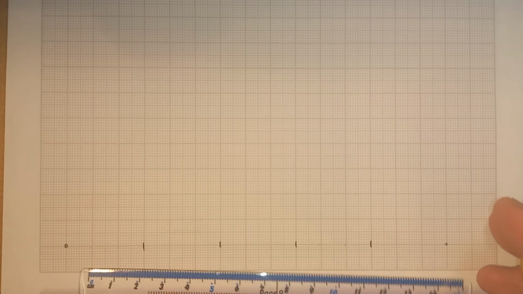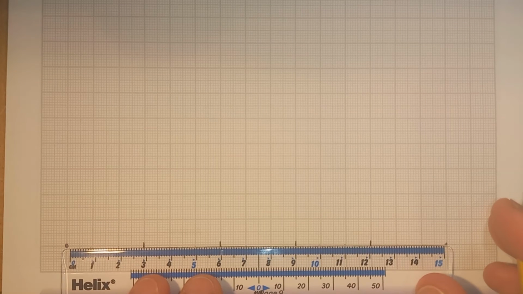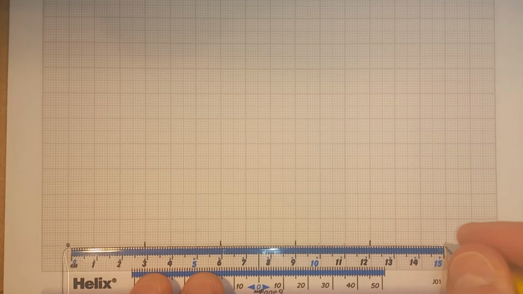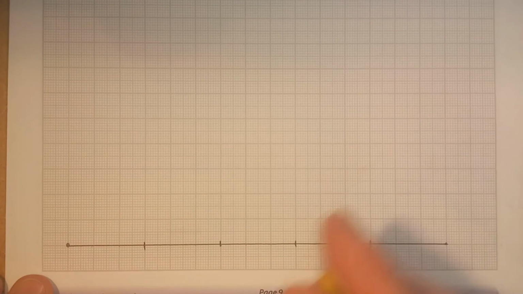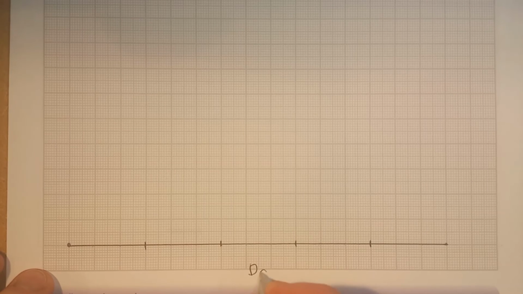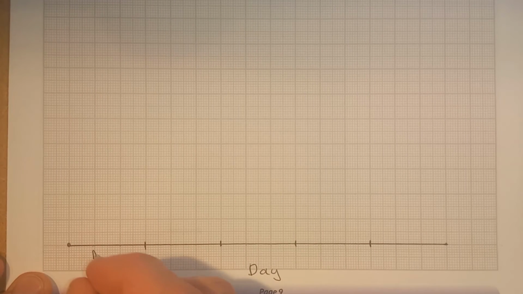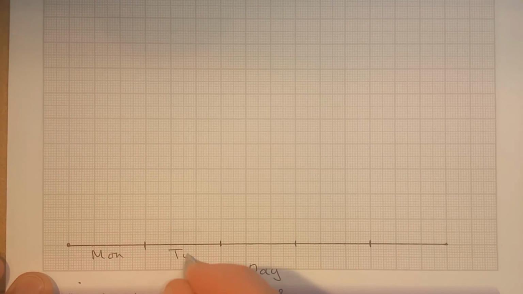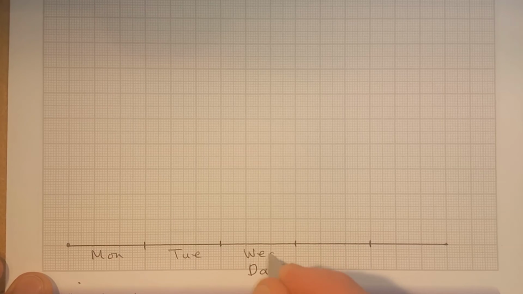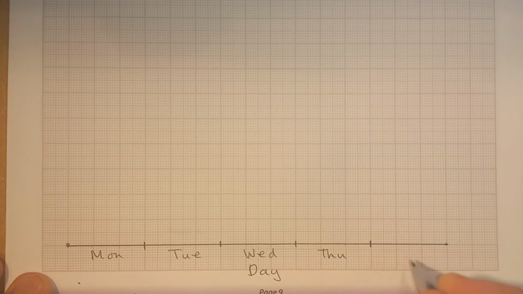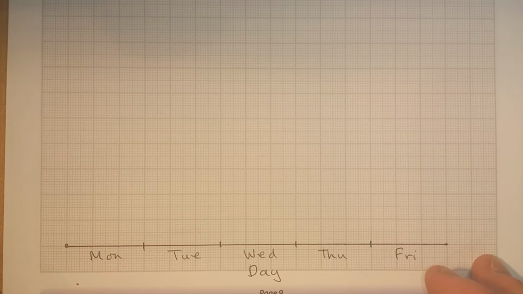So it's really important with the graphs that you measure it all out first, and make sure you've got enough space. So this is going to be the days along here. We've got Monday, Tuesday, Wednesday, Thursday, and Friday. And then we had the scale going up the side. I think that the highest number we had was 195.